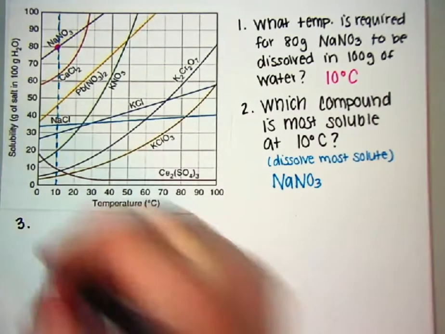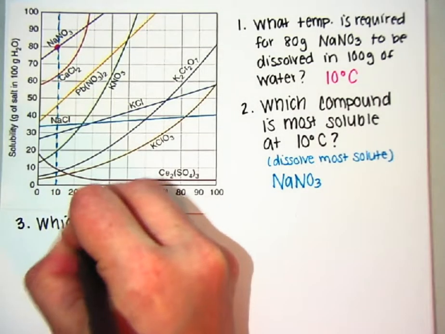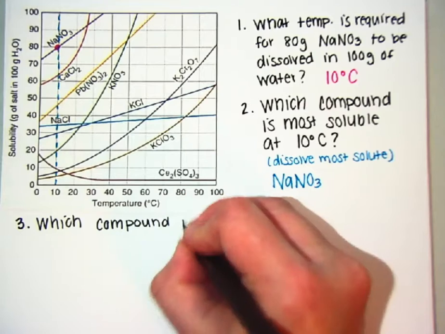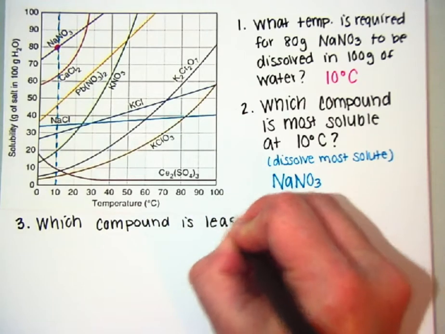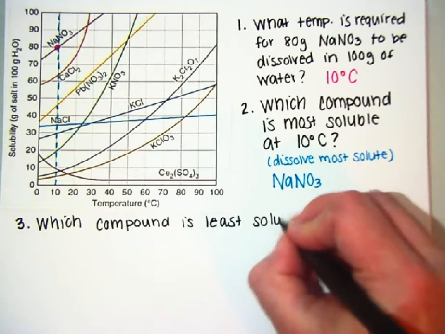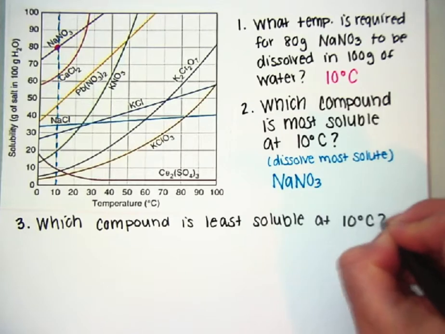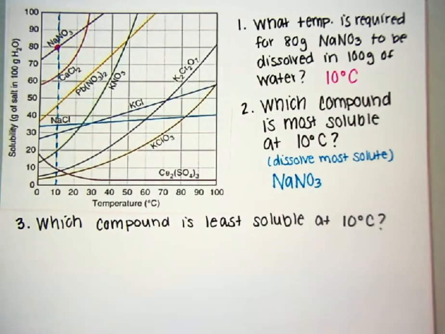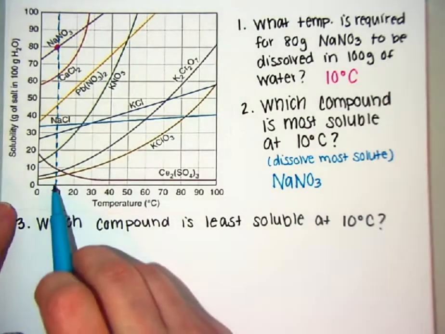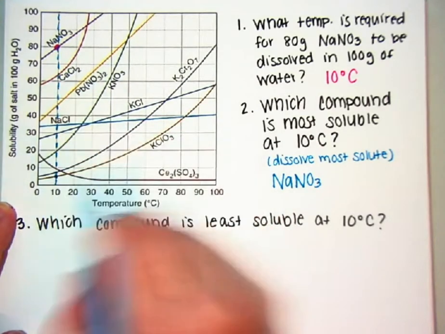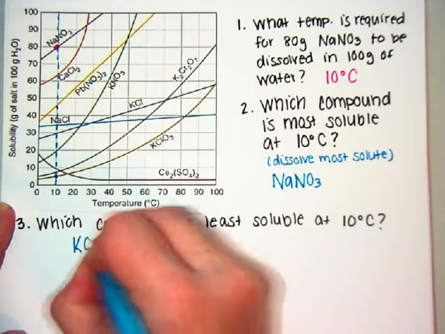Let's go the opposite way. Which compound is least soluble at 10 degrees Celsius? So again, we're going to look at that blue dotted line that I drew in. Which curve at 10 degrees is going to have the least amount of solute dissolved? KClO3.